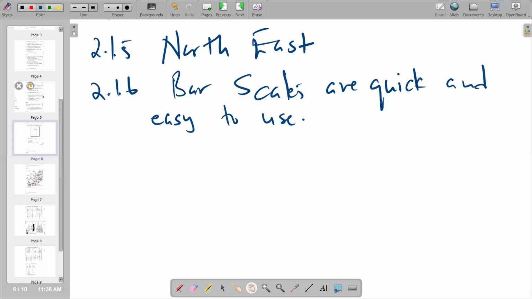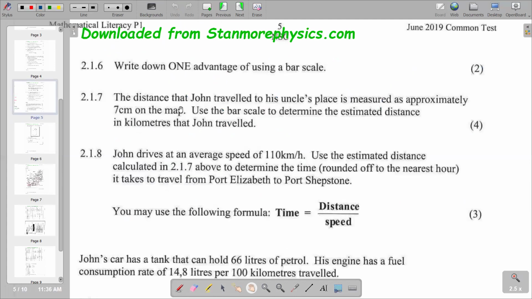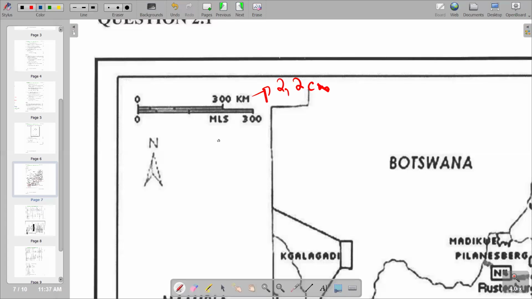Moving on to the next question, 2.1.7. The distance that John traveled to his uncle's place is measured as approximately 7 centimeters on the map. Use the bar scale to determine the estimated distance in kilometers that John traveled. So we are going to use the scale that we have on the map, and then try to see what the distance that John traveled. And of course, according to the map that we have, 2.2 centimeters is equal to 300 kilometers.